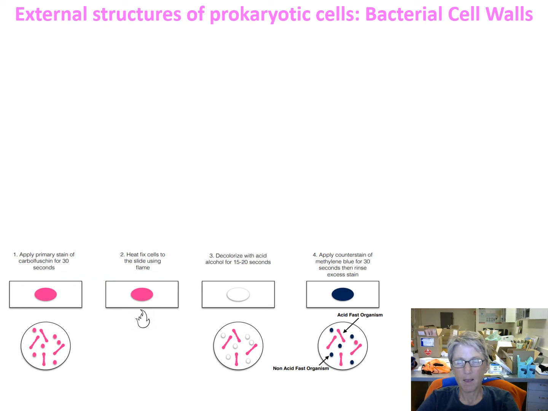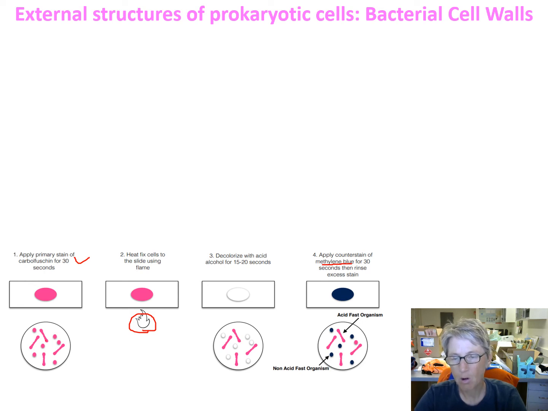And the acid-fast stain shows the steps down here. Apply the primary stain, carbol fuchsin. You give that for 30 seconds. Then you heat fix the cells. So this is supposed to be a flame here. So you're fixing all the parts of the cell in place. And then you decolorize. And then you apply this counterstain called methylene blue.